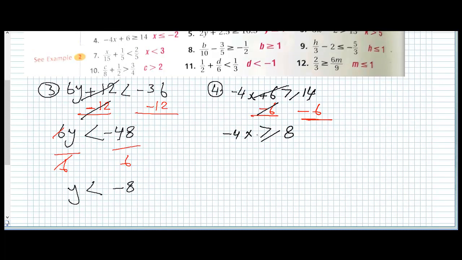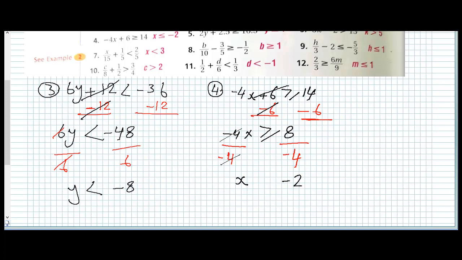Then I want to remove negative 4, so I will divide by negative 4 on both sides. Okay, now to the important part. Negative 4 will go out with negative 4, remaining is x. And 8 divided by negative 4 is negative 2.